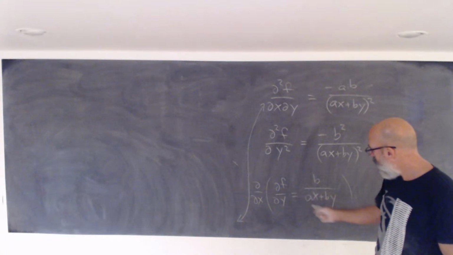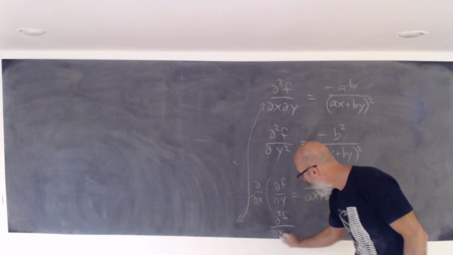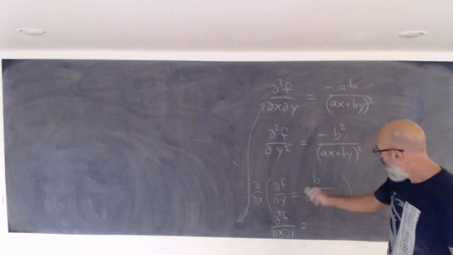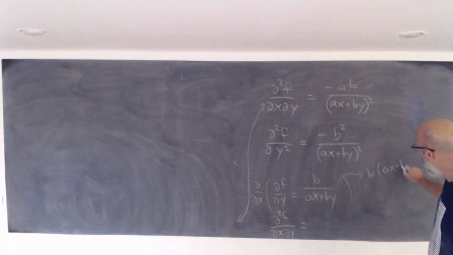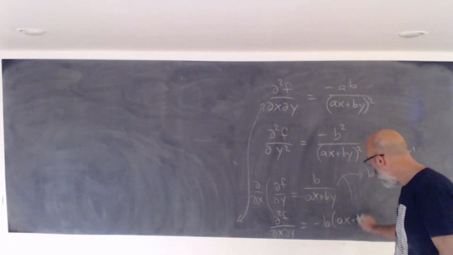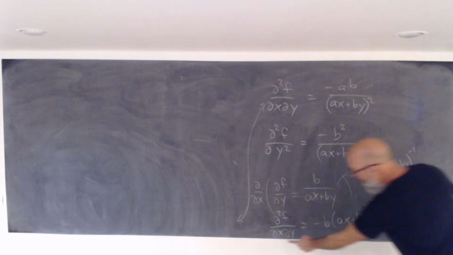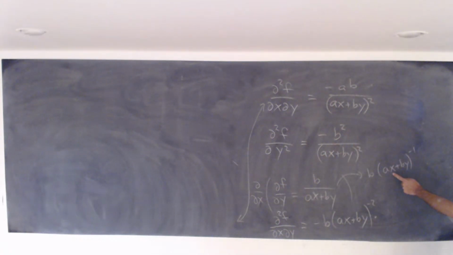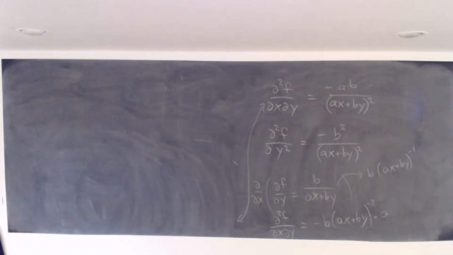Right, with respect to x. So here I'm treating this as b times (ax plus by) to the negative 1. So the derivative is going to be negative b (ax plus by) to the negative 2 times the derivative of the inside with respect to x. So this is going to be 0, and you just get an a here. So that's why it's negative ab over the denominator squared.